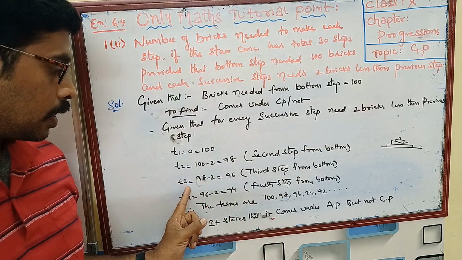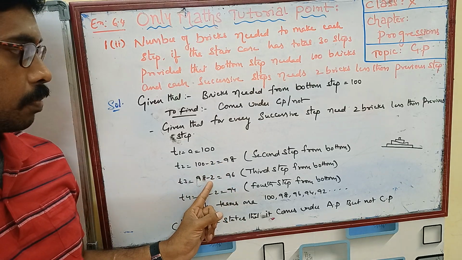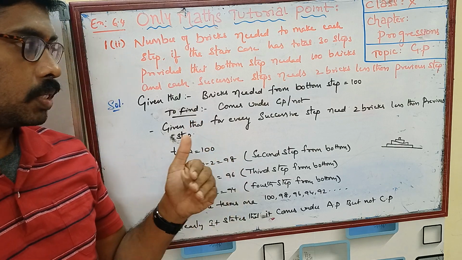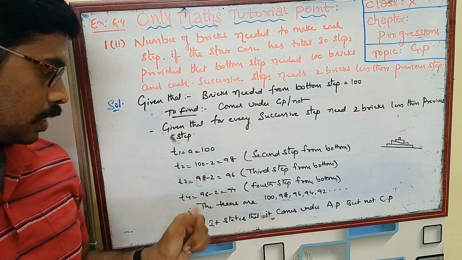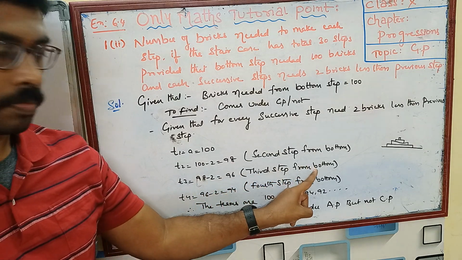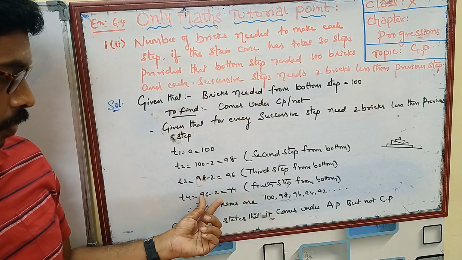Similarly T3. T3 is the second step minus 2, because they gave that for every step we need to deduct 2 bricks less than the previous step. So 98 minus 2 is 96. This comes as the third step from the bottom. Similarly, you find out three to four terms.